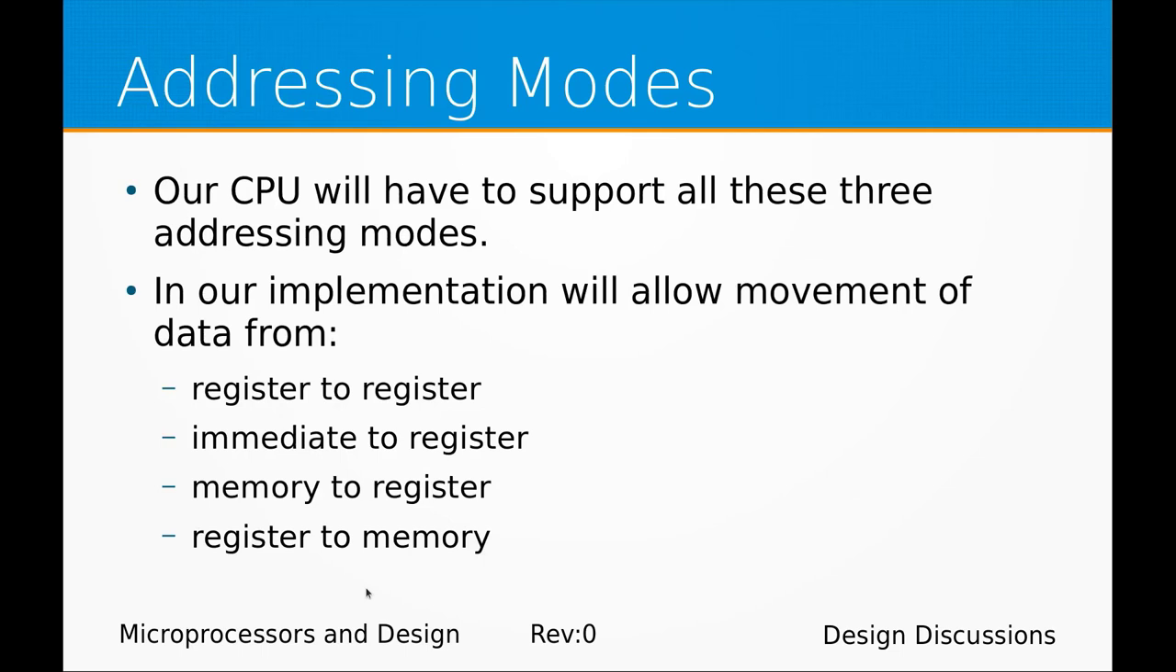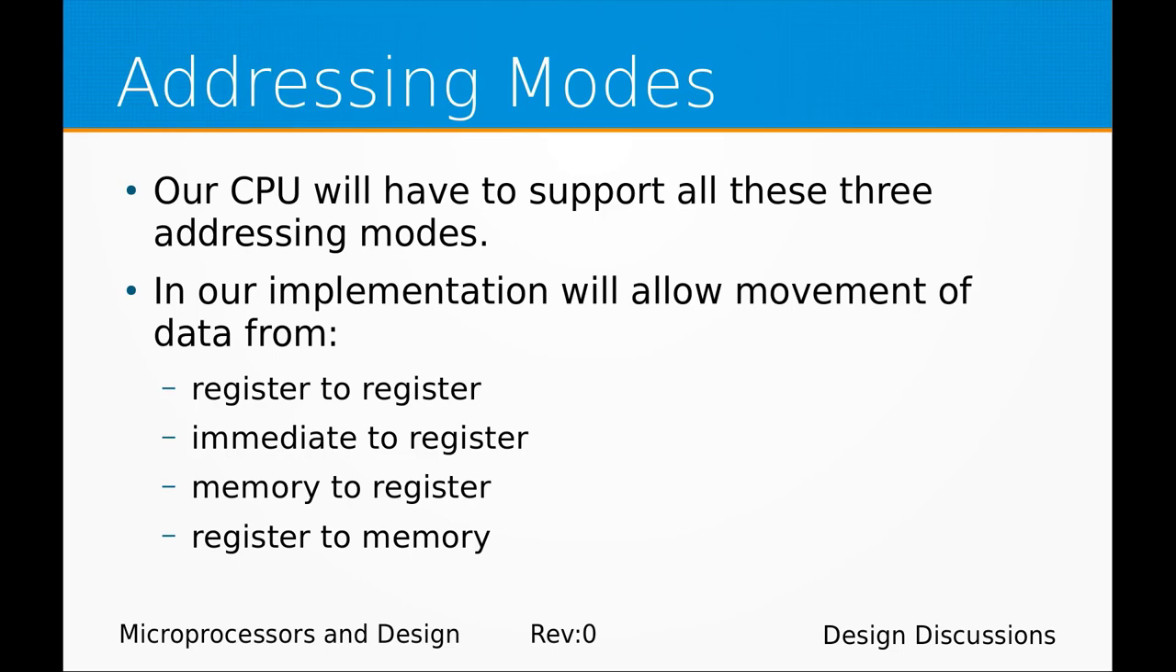We want our CPU to support all of these three addressing modes: the memory, register, and then the immediate addressing. So in our implementation, we are going to support register to register addressing, immediate to register, memory to register, register to memory. Register to register means that two operands can come from registers, and then we are going to work on them. Immediate to register means that one operand can be an immediate value, and the other operand comes from a register. And then memory to register means that one operand is from memory, and the other operand is a register.